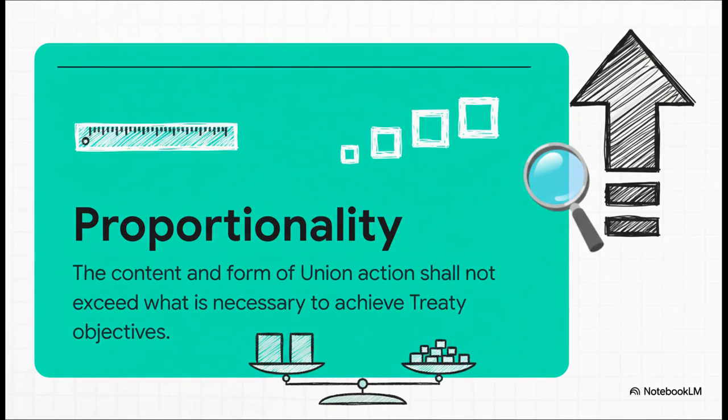The second key principle is proportionality. This one ensures that any action the Union takes doesn't go beyond what's absolutely necessary to achieve its goals. It really serves as a limit on both the nature and the intensity of EU measures.